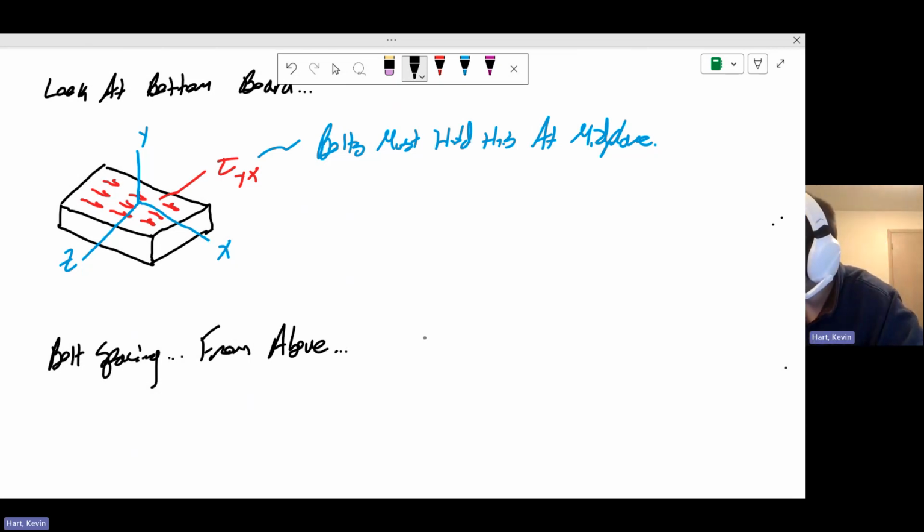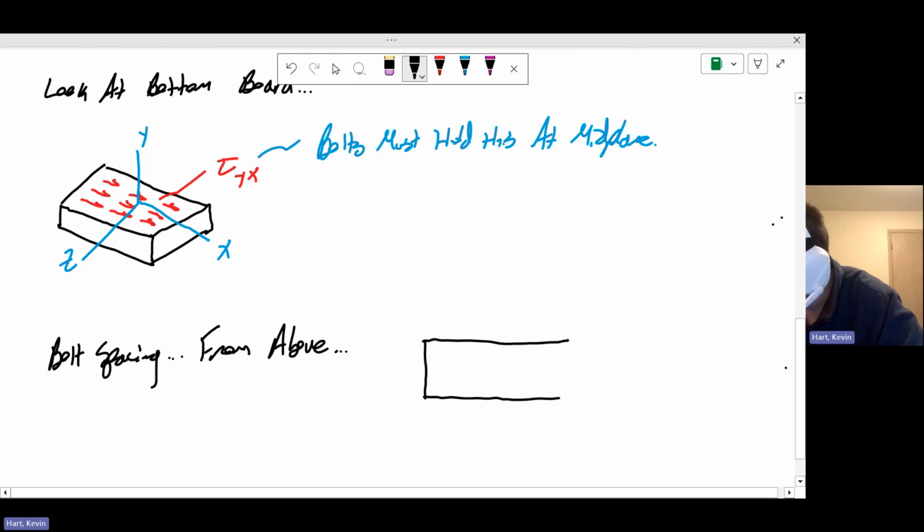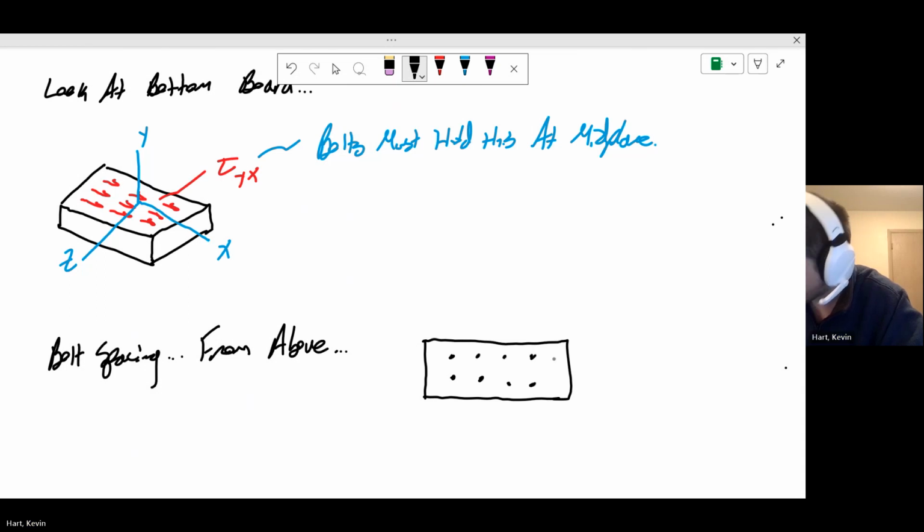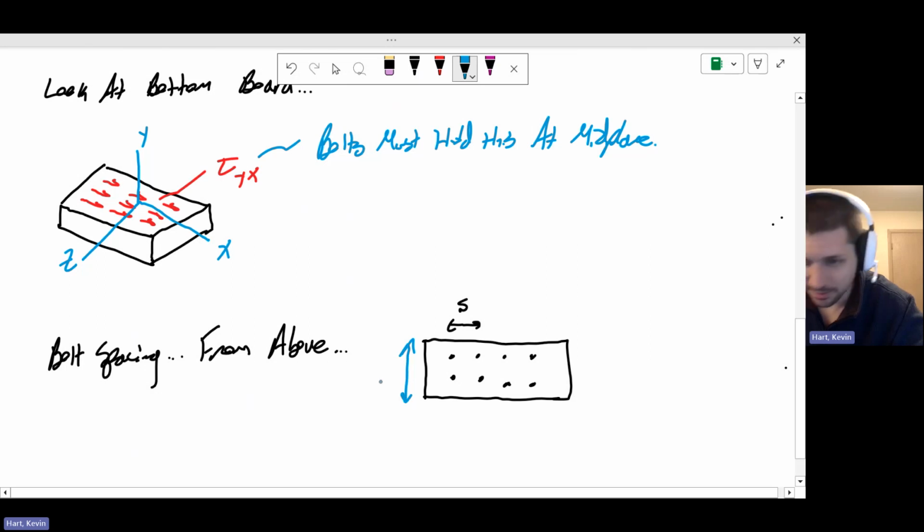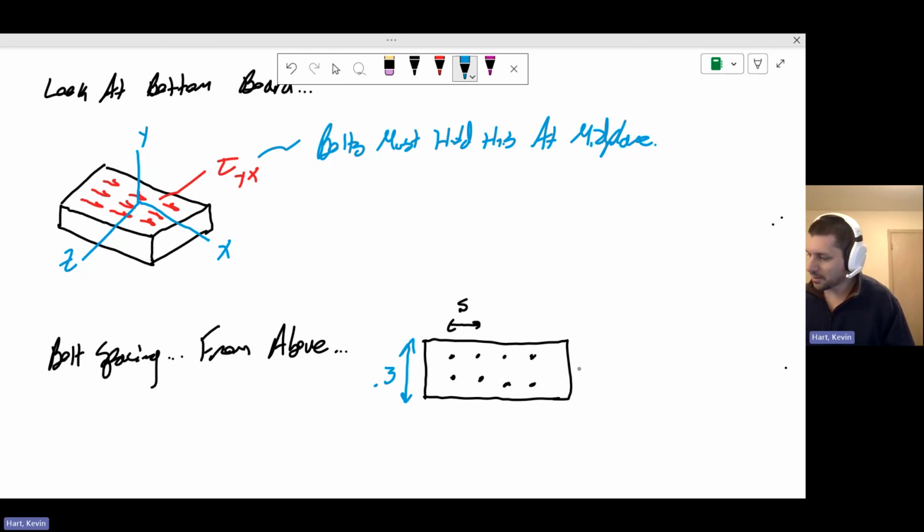So if we look at this thing from above, what I mean by that is, we're looking down the y-axis, right? And we've got this bolt spacing here. It looks like this. That's typically our spacing, right? Is this distance here, which we call the spacing S. I also have this dimension, which I know is 300 millimeters or 0.3. And it's kind of the setup that we have going on. We put our coordinate system on here again. This is x to the right and z down.